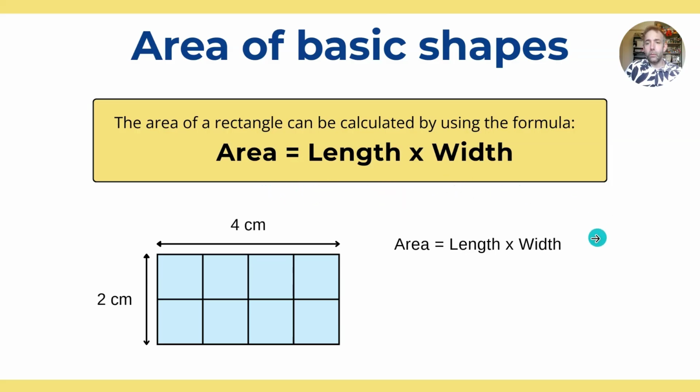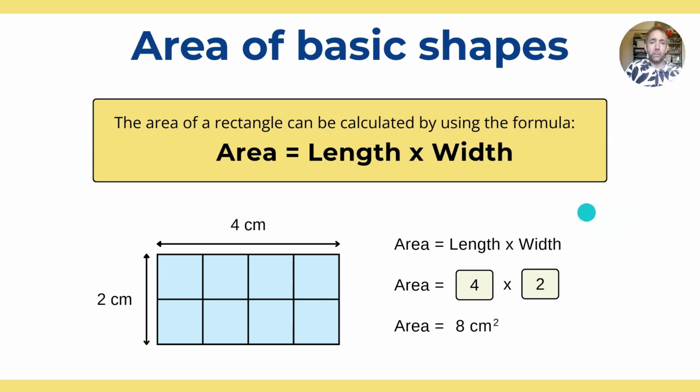So for here, all we would need to do is say that we're going to do length times width, which is 4 times 2, and that would give us 8 centimeters. Don't forget the squared as well, because this is a 2D problem. We're looking at the second dimension. So this little 2 here represents that it's the second dimension, it is squared. Let's go have a look at some other shapes.